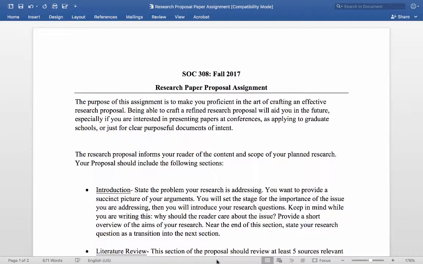Often they're going to ask for a research proposal. And really, just if you want a clear, purposeful document of intent, research proposals are a very valuable step in the research process. So your proposal should have the following sections.